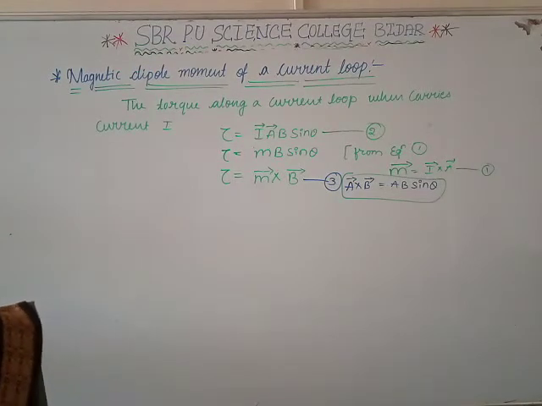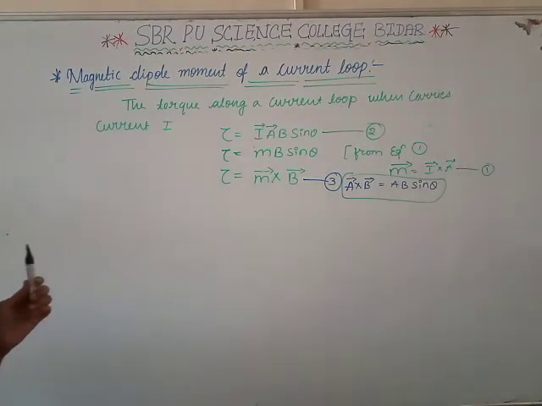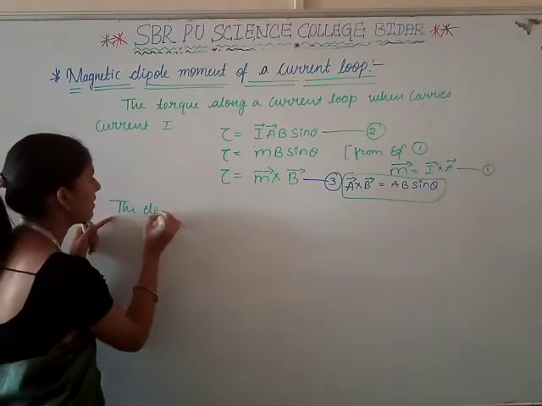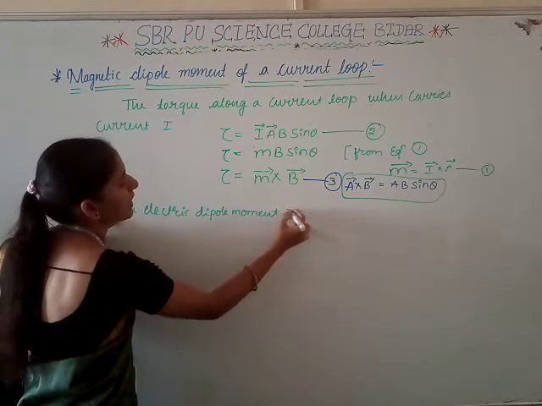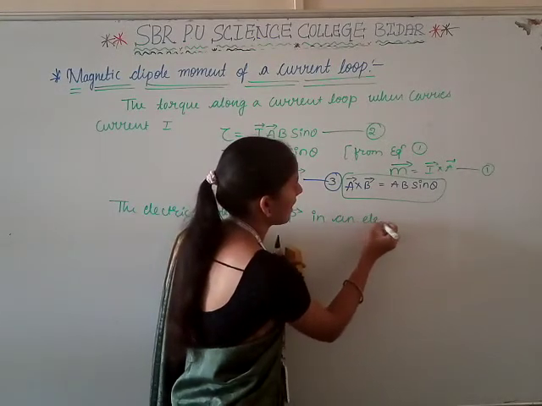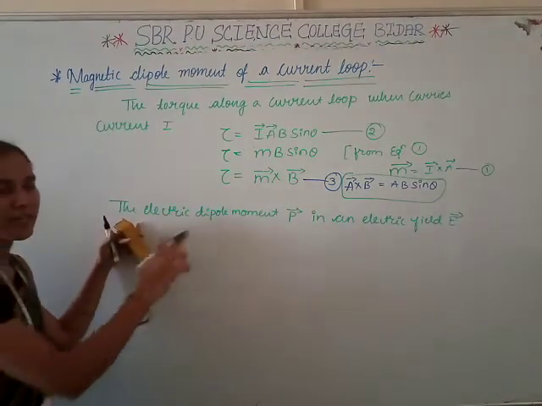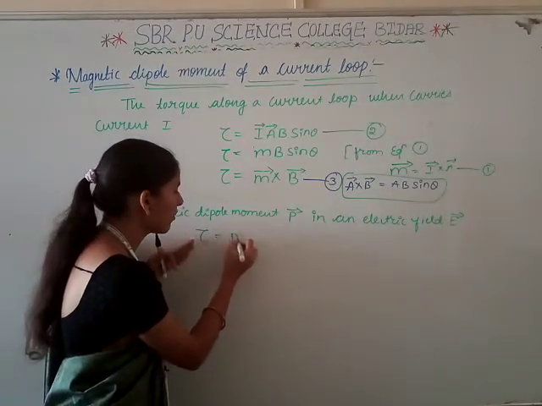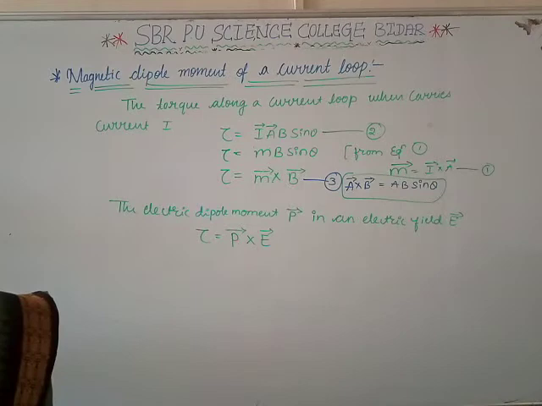Now, the electric dipole moment. In the electrostatics unit, we studied that the electric dipole moment P in an electric field E, vector E, can be written as, we proved that formula in the first chapter, tau is equal to vector P cross vector E. P is the dipole moment, E is the electric field. Tau is equal to vector P cross vector E here.